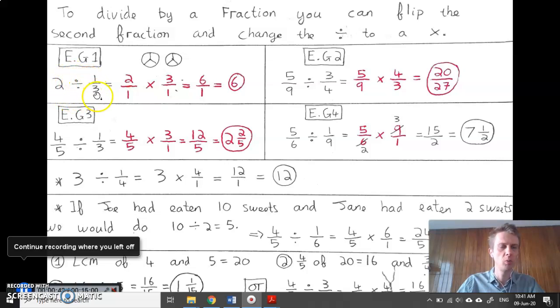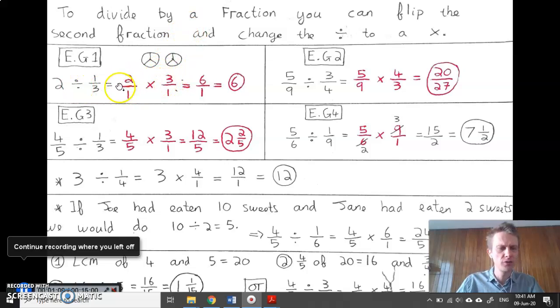2 divided by 1/3. All we're going to do there is flip the second fraction. So 1 over 3 changes to 3 over 1. Change the division to a multiplication. It only works if you only flip the second fraction. Do not flip both fractions. That would not make any sense at all.